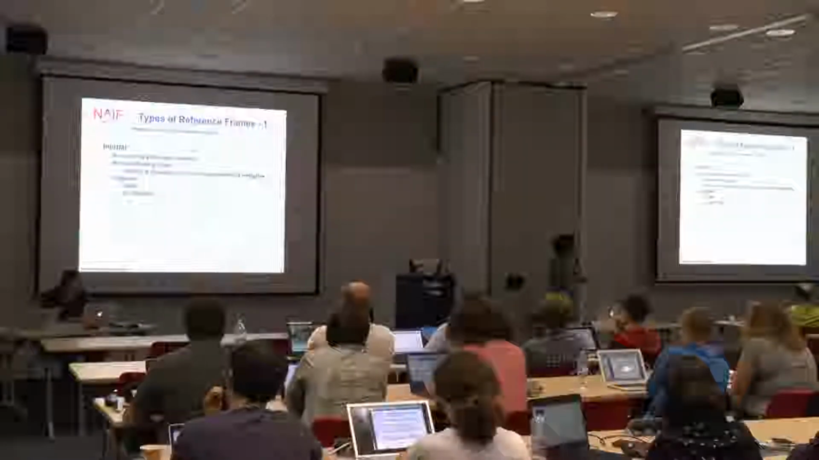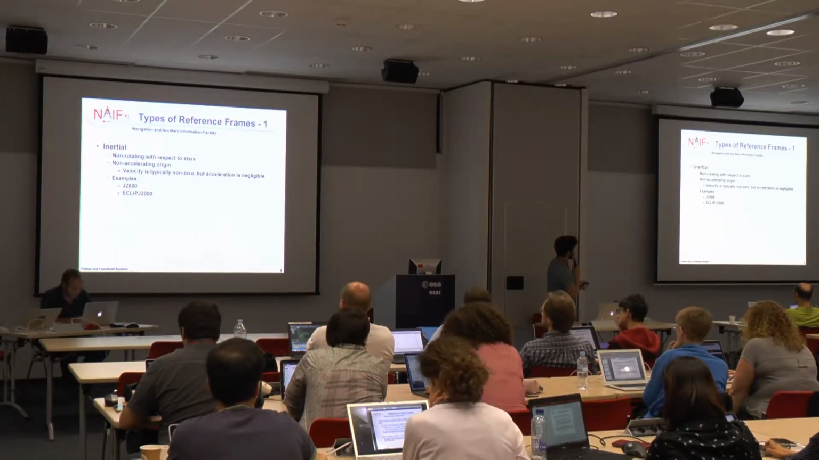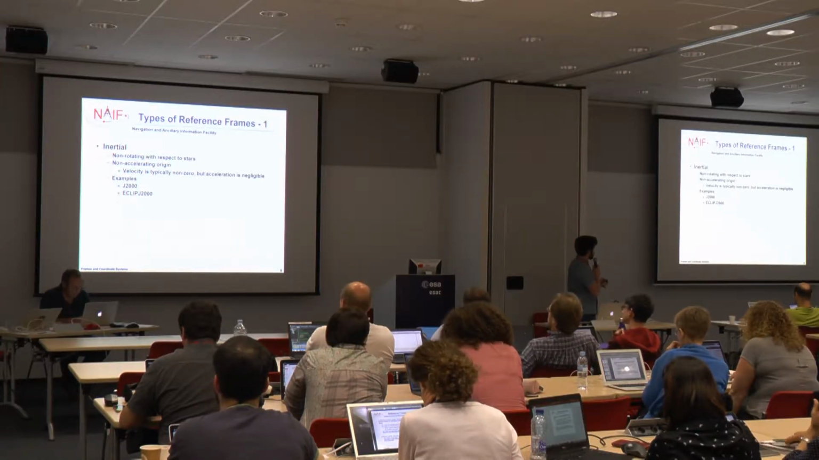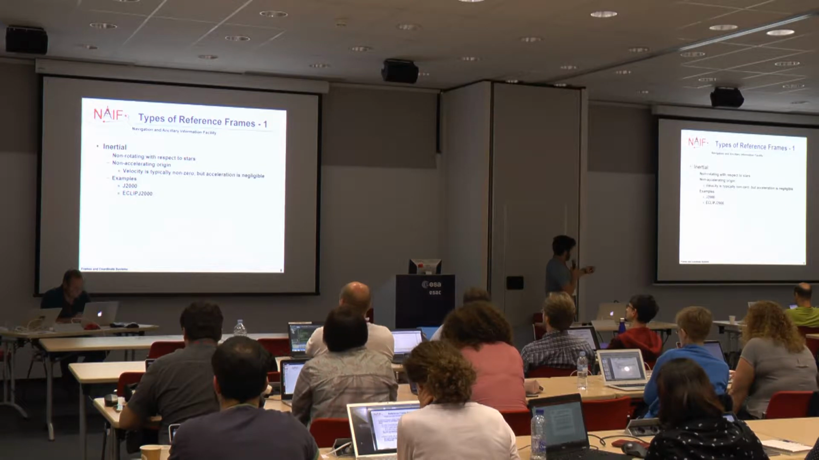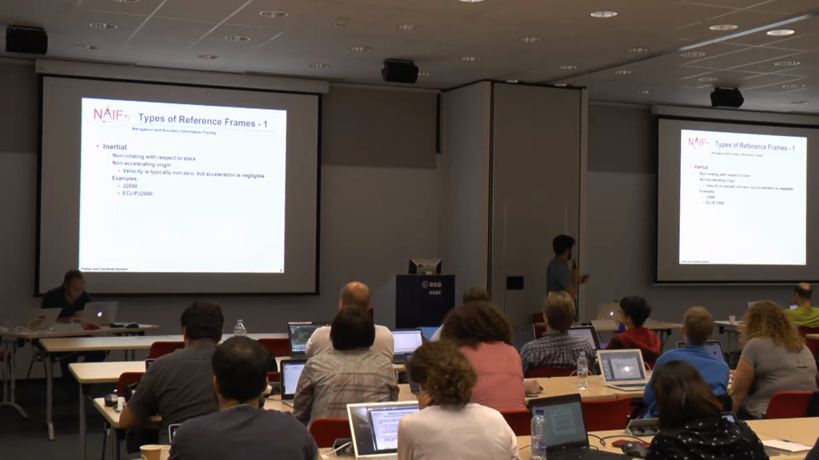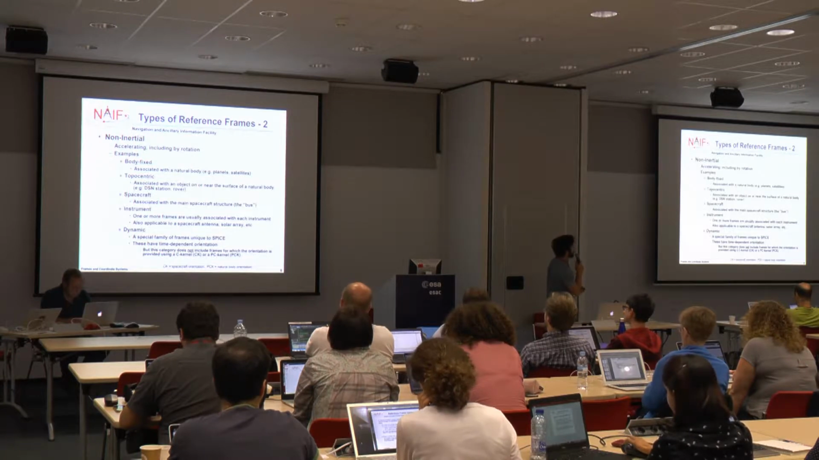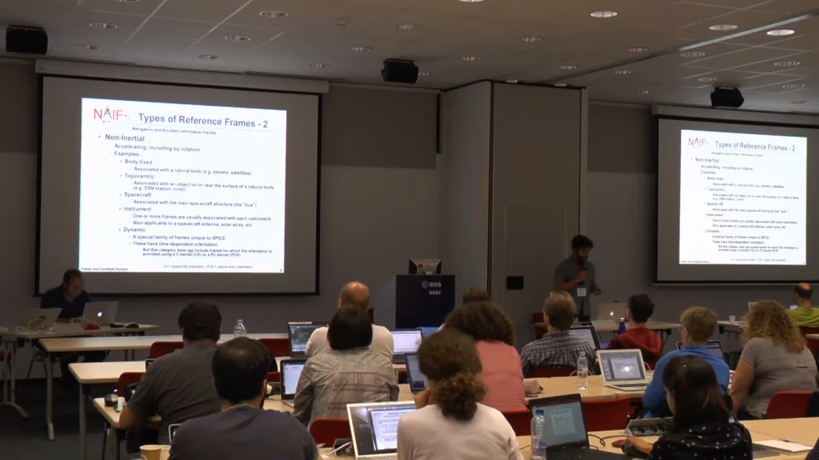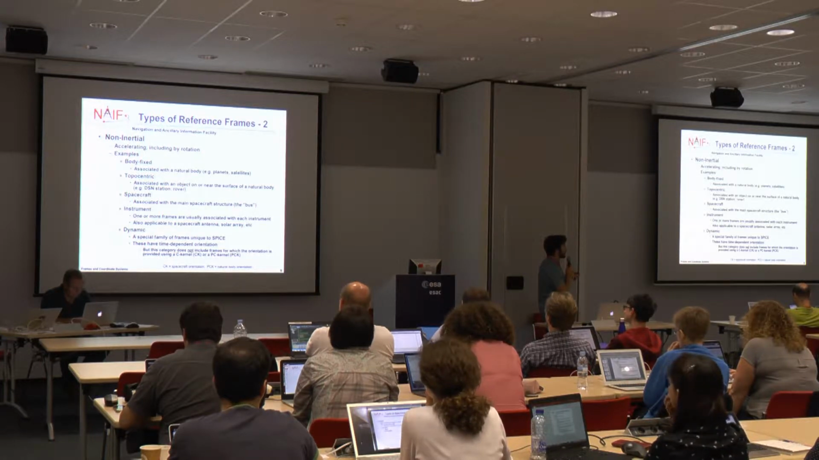Now, going into some definitions. An inertial reference frame is a non-rotating reference frame with respect to the stars and with a non-accelerating origin. So velocity might be typically non-zero, but acceleration is negligible or non-existent. A couple of examples are J2000 or ecliptic J2000. Whereas a non-inertial frame is a frame which is accelerating, and that includes rotation as well.